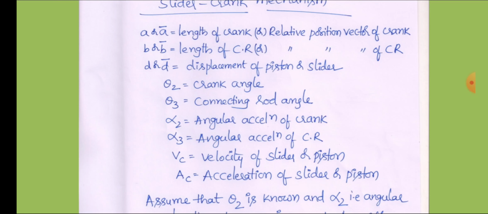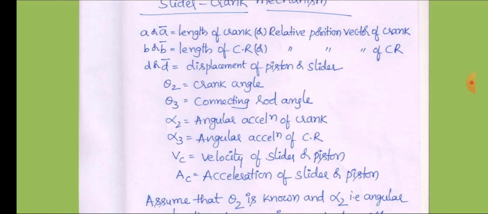Similarly, B or B bar is nothing but the length of the connecting rod, or it is the relative position vector of the link connecting rod. Then D or D bar is nothing but the displacement of the slider, or sometimes in a reciprocating engine it is called the piston. Therefore, displacement of the slider or displacement of the piston is nothing but D or D bar. So these are the three link dimensions: crank A, connecting rod B, and slider displacement D.